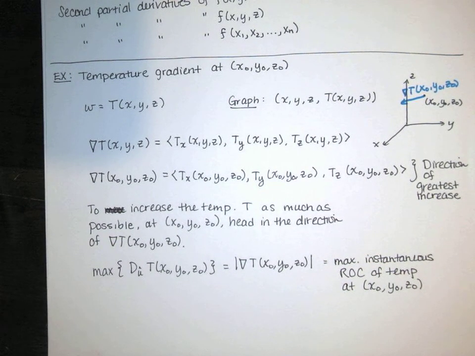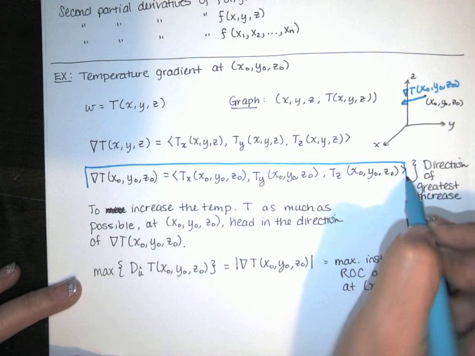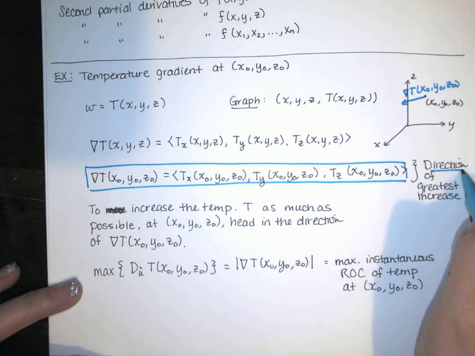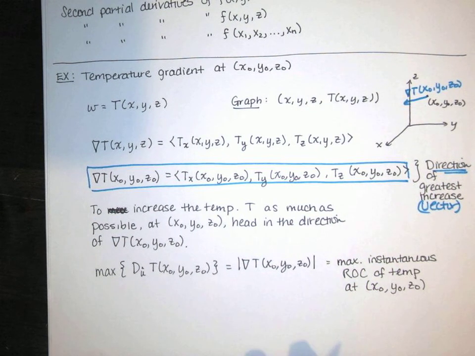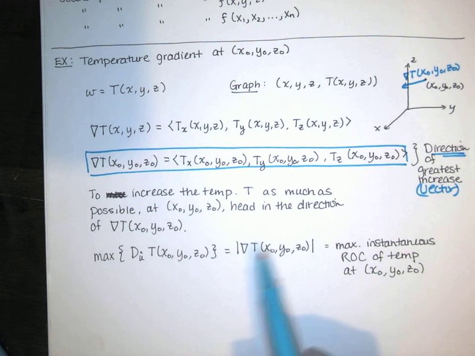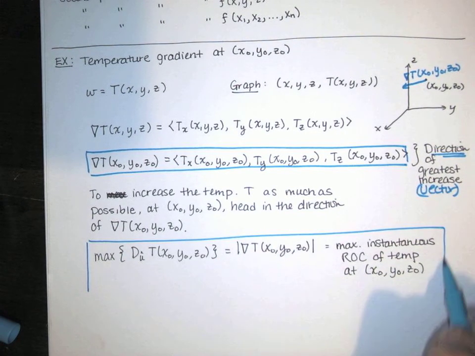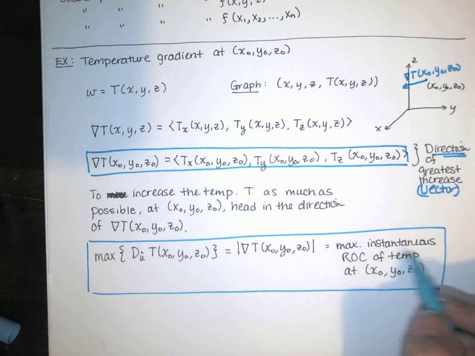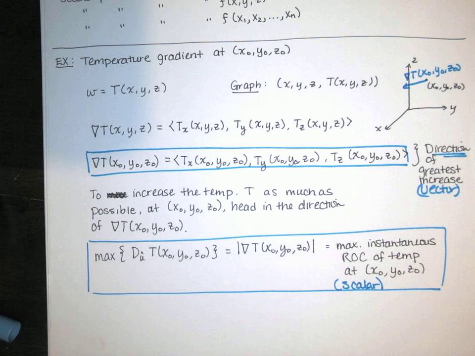Okay, and again, remember, gradient is a vector, it's a direction. But if I want slope, if I want instantaneous rate of change, I've got to find the magnitude of that gradient. So this instantaneous rate of change, that's going to be a scalar. Positive, negative, 0, I don't know what it is, but it's a scalar.